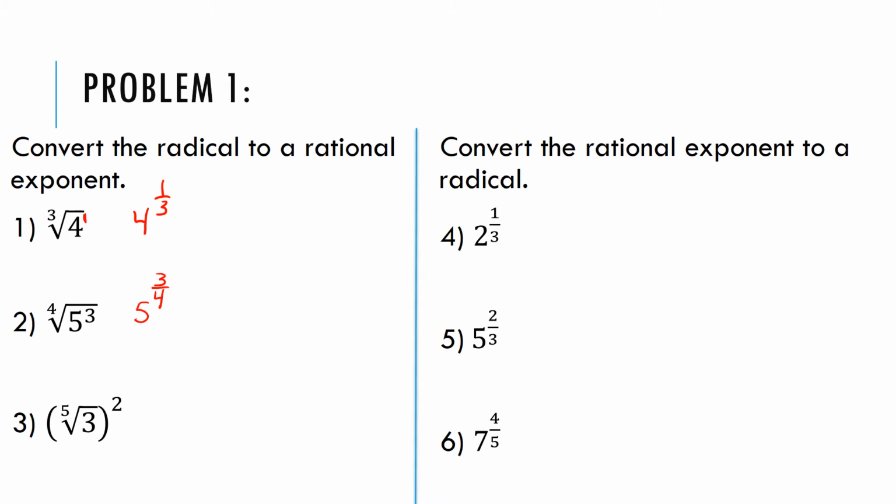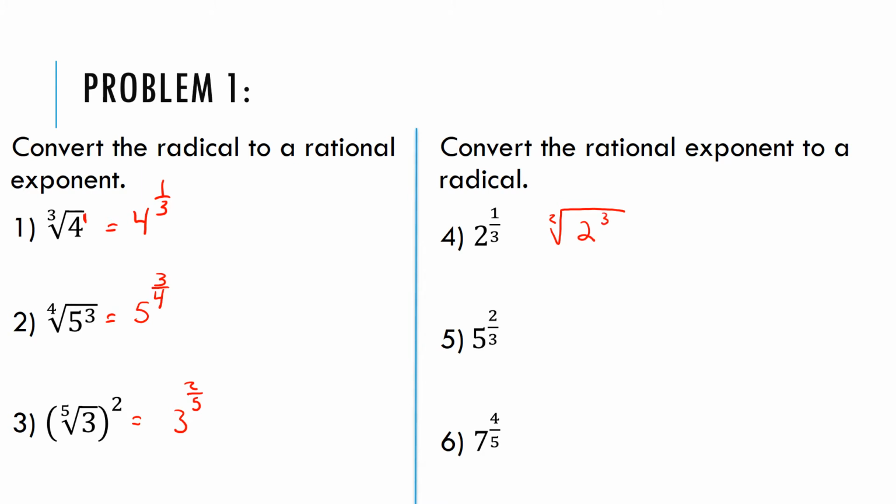And then the third one, 3 2/5. The exponent goes on top, the index goes on the bottom. And they have now been converted into radical form without having to do all that work that you saw previously. Now I can convert the rational exponent to a radical by using that same knowledge. The top number is the exponent and the bottom number is the index. So square root 2 to the third.